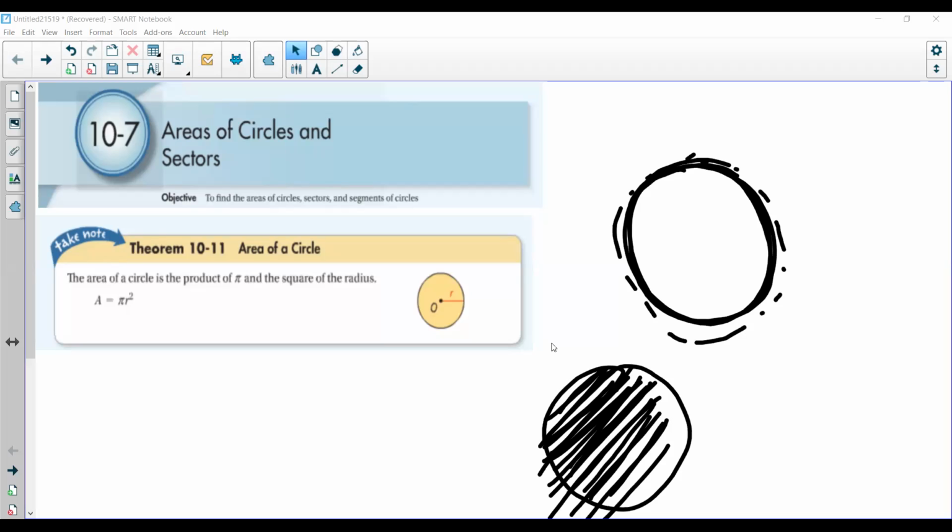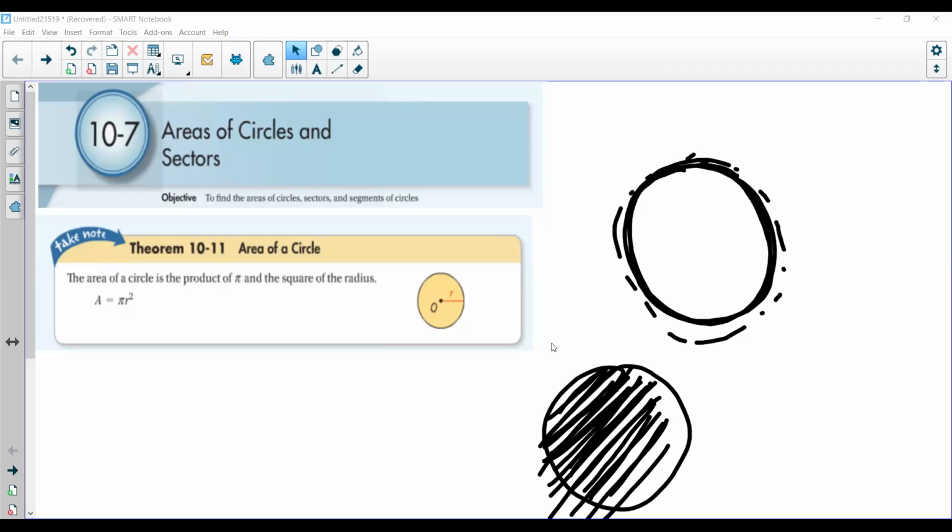Our lesson 10.7 is talking about areas of circles and sectors. We said yesterday that our objective from this lesson is to learn how we can find the areas of circles, sectors, and segments of circles. We started with the area of a circle.